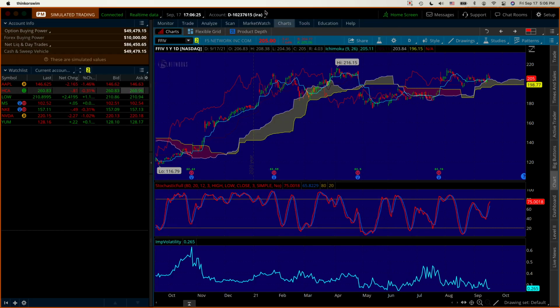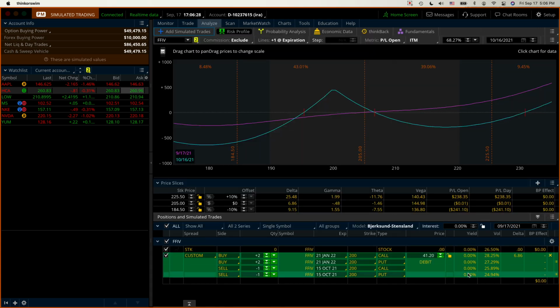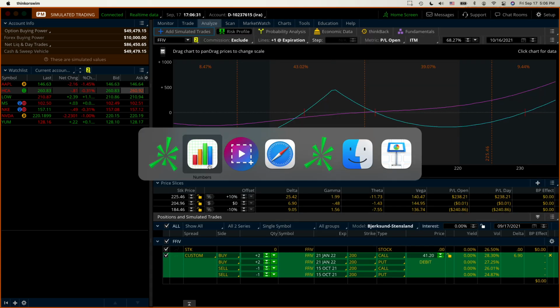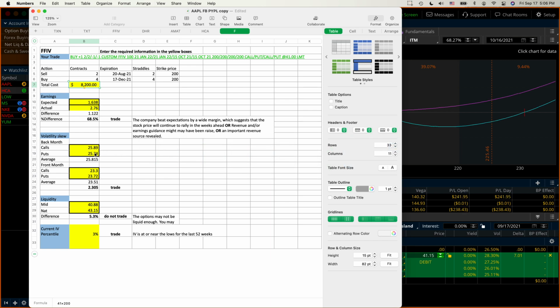Let's go to the Analyze tab, and you can see here I have entered the data. It's already changed quite a bit. Let's enter it here. Front month, back month, front month, back month. So 28.3 for the back month calls, 27.25, and 27.75. And the front month 25.7, 25.15, and the difference is 2.35 on the two averages, so that's tradable.